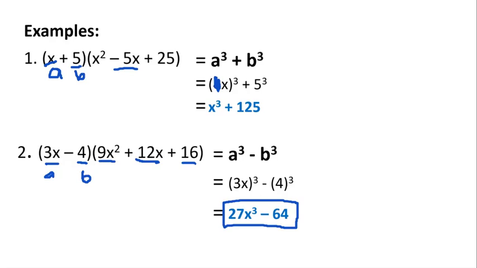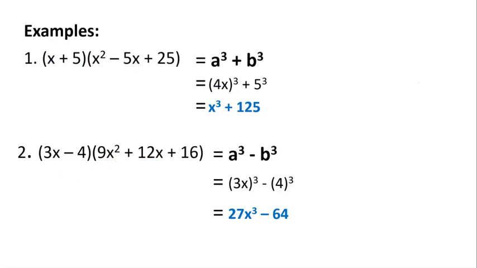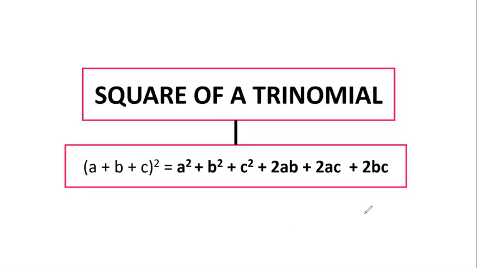Now, let's proceed with the last special product, the last pattern, the square of a trinomial. And when we are squaring a trinomial, all we need to do is first to square the first term, get the square of the last term or the second term, get the square of the third term, and then add, okay, addition yung operation, plus get twice the product of a times b, plus get twice the product of a times c, plus get twice the product of b times c.